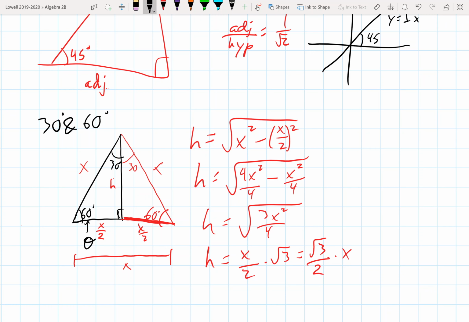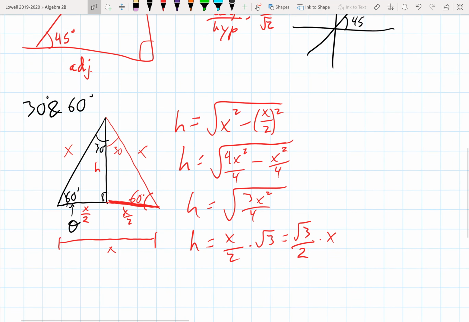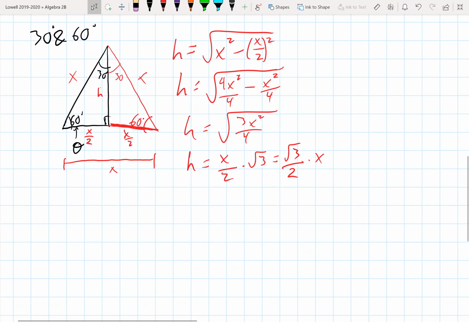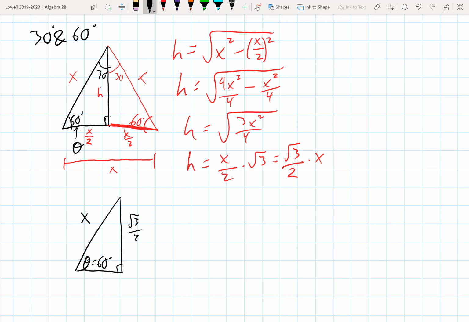If I draw this now, let's go back to what we were originally looking at. Here's my 60-degree angle. Theta equals 60 degrees. I now know that this side length is x. The vertical side there would be root 3 over 2 x. And the short leg is x over 2. Again, the short leg here on the bottom would be the adjacent. The vertical leg would be my opposite. And x itself would be my hypotenuse.